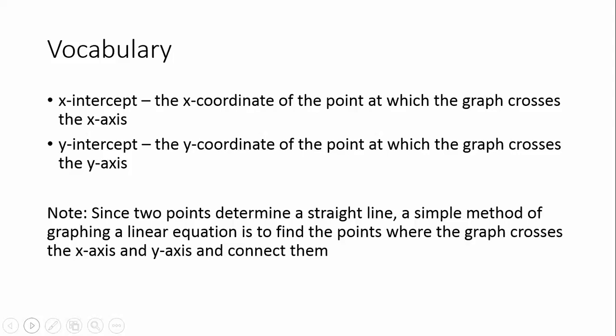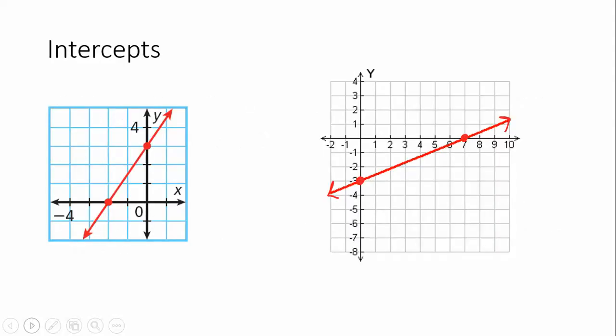And we're going to use the x and y-intercept today to help us graph linear functions. Also, we should note that since 2 points determine a straight line, this is a simple method of graphing a linear equation. We'll be finding points where the graph crosses the x and y axis and then connecting them. So first, let's look at a couple graphs and let's discuss what the intercepts are.